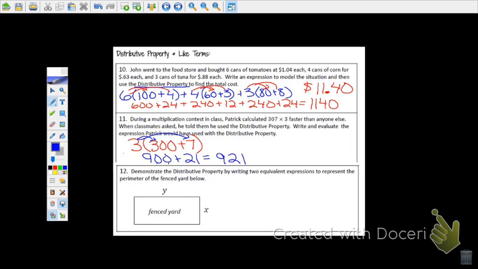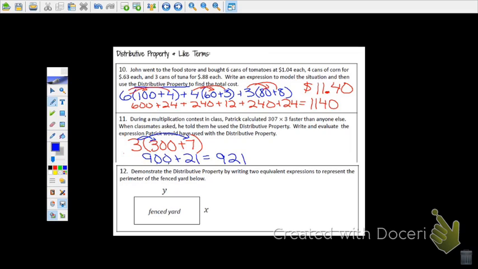Number 12 says to demonstrate the distributive property by writing 2 equivalent expressions to represent the perimeter of the fenced yard below. So we talked before about area of a rectangle. Now we're talking about perimeter. How do we find perimeter of a rectangle? You could multiply the length and the width and add it together. Okay, so multiply 2 by these 2 added together, you said? Yeah. Okay, right, because when we do perimeter, we're just adding all 4 sides together.